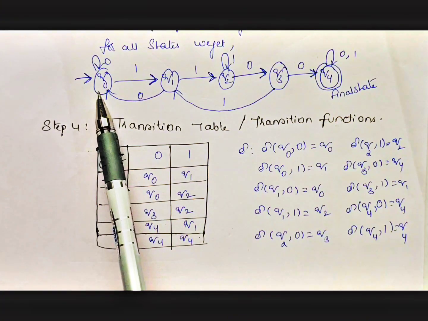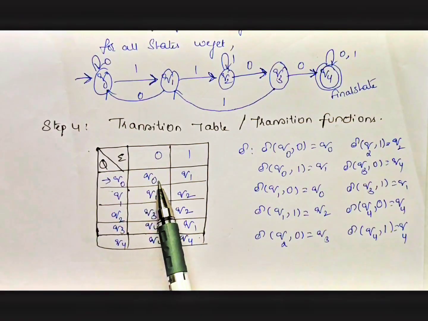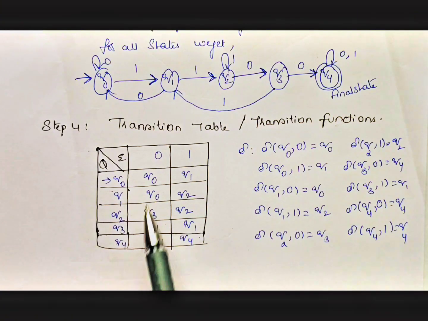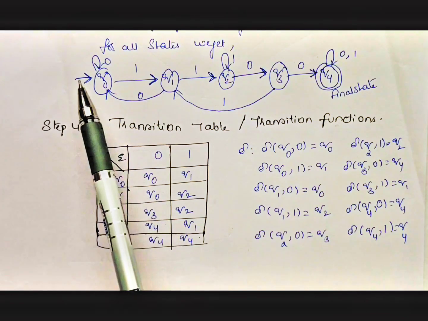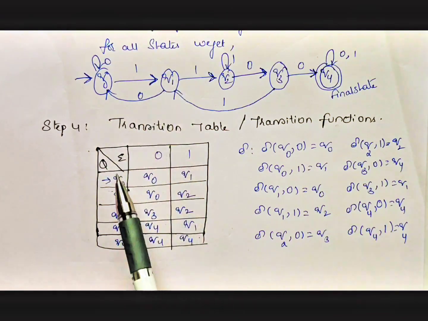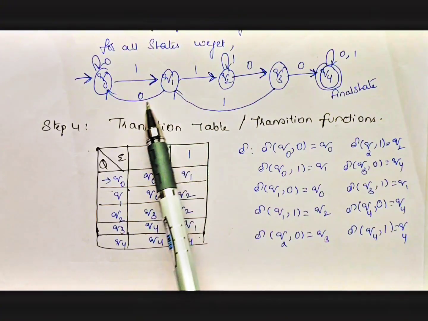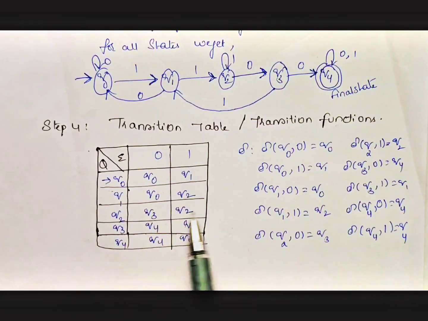Consider this transition diagram. Here Q0 on 0 is moving to Q0. So in the transition table, with rows and columns as input and corresponding states, we are considering the states on each input. So Q0 on 0 is moving to Q0. Similarly, Q0 on 1 is moving to Q1, so the cell entry will be Q1. Q1 on 0 is Q0, Q1 on 1 is Q2. In the same way, we have to generate all the entries in the transition table.